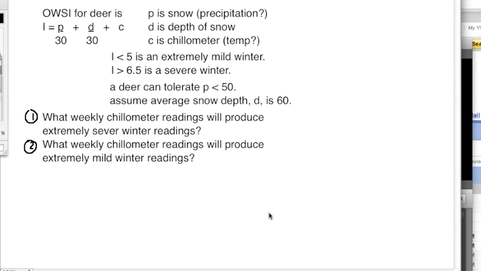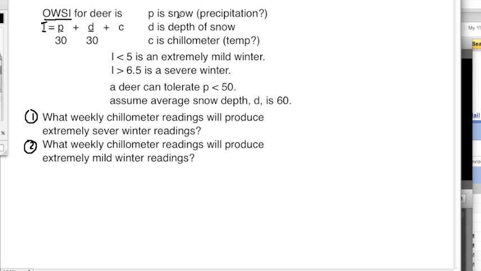So this problem is a bit wordy. The Ontario Winter Severity Index is a weekly calculation used to determine the severity of winter conditions. So that's what this is right here, some kind of index, and it's given by this, which should be a big I. This index is equal to P over 30 plus D over 30 plus C.